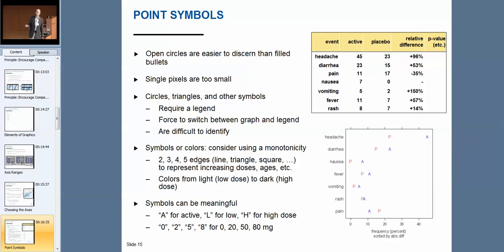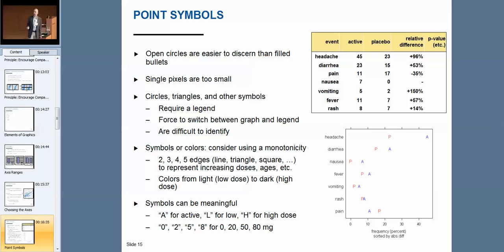One could use edges, lines, triangles, squares, pentagons, those kinds of things to show increasing doses. And that means one has to look at the legend only once, then one understands what's behind it, and then you can really focus on the graph and interpret what's inside the graph.